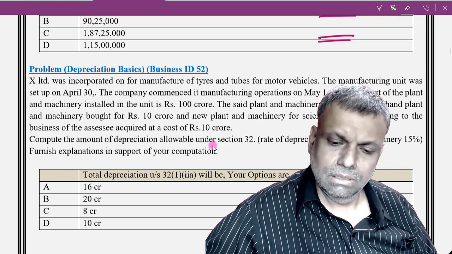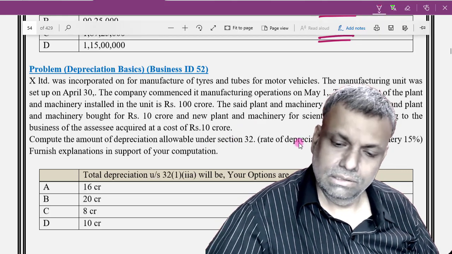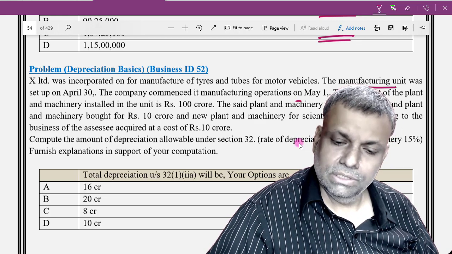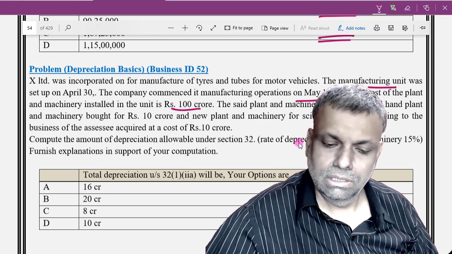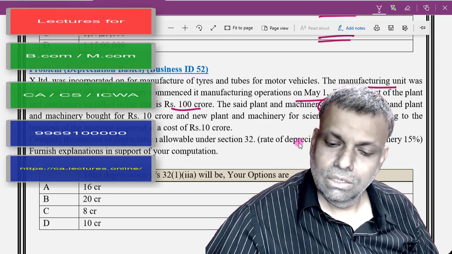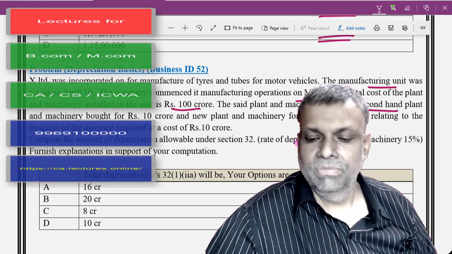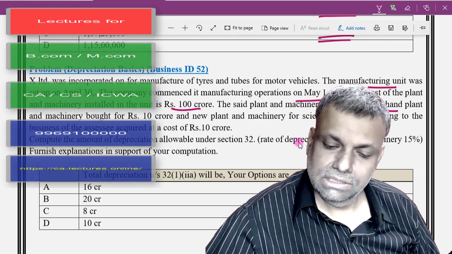Now friends, come to this particular question. This company already has a manufacturing unit and commenced operation on May 1. The total cost of plant and machinery installed in the unit is 100. Said plant and machinery included second hand plant and machinery, so it is 90 and 10. Okay, so 10 is second hand.